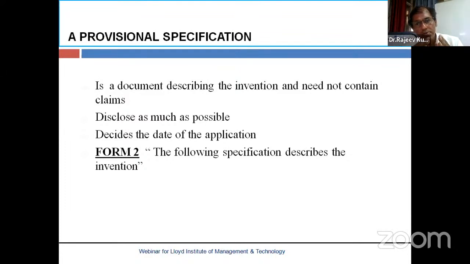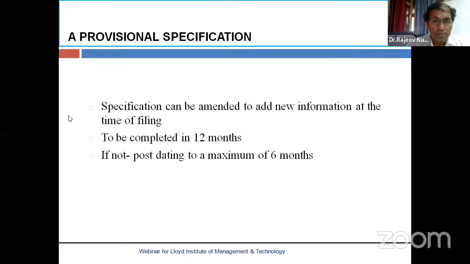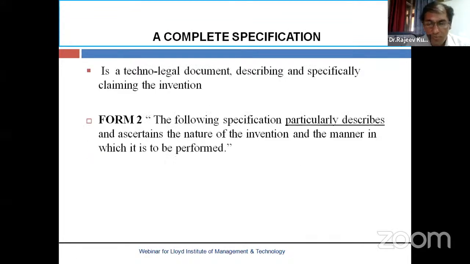And one thing is sure: since you cannot add new matter later on, you have to disclose whatever you have in its completeness. So you get just 12 months for filing a regular patent application after the provisional filing, after completion of 12 months.